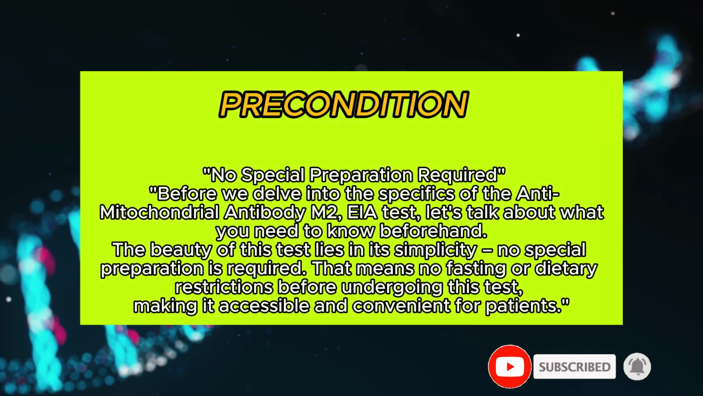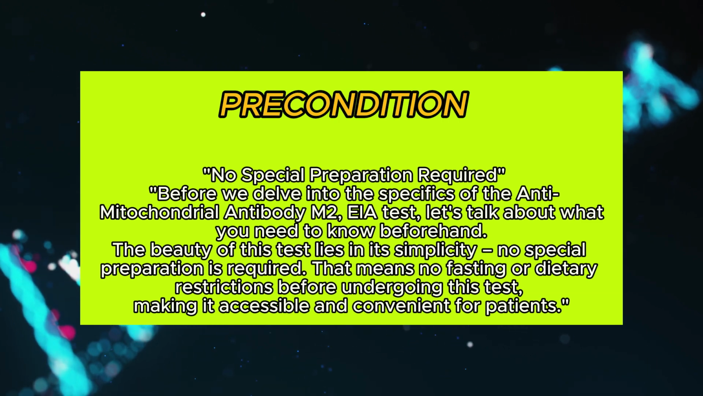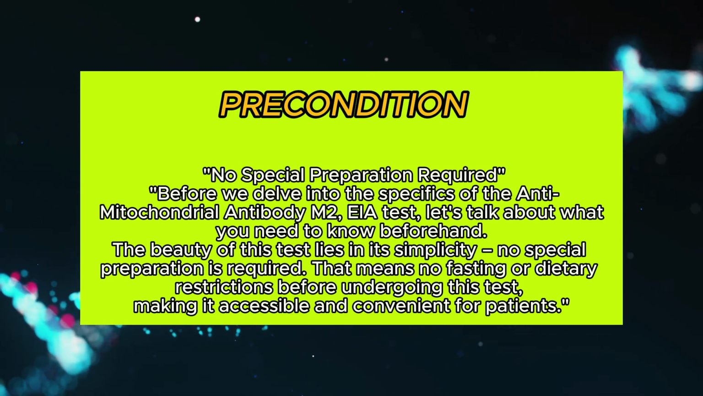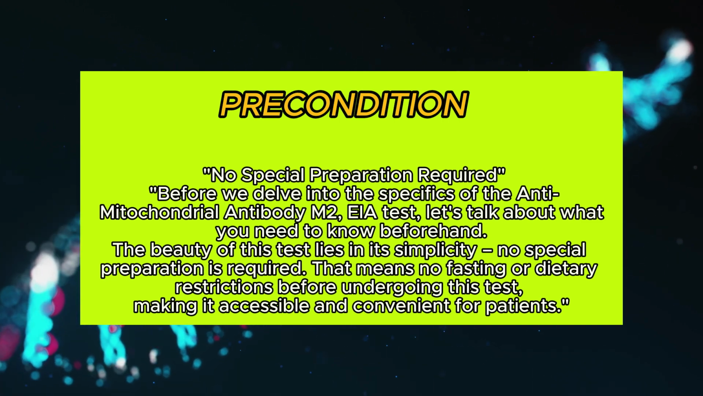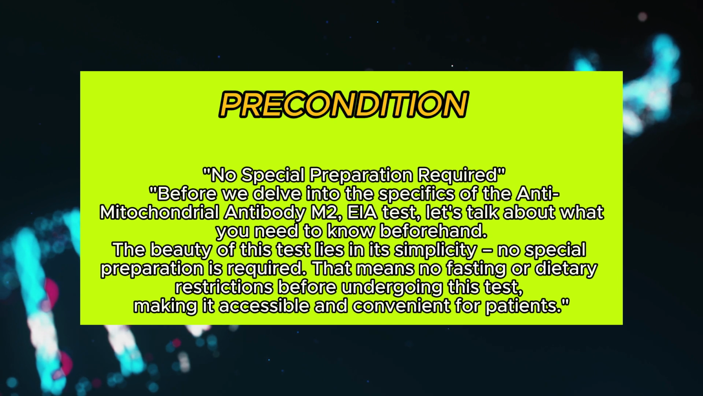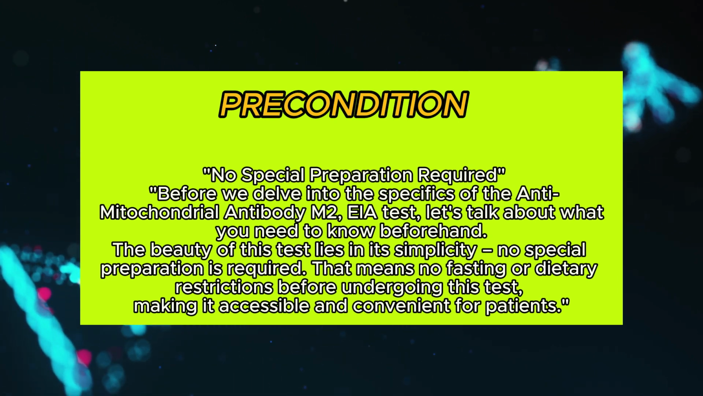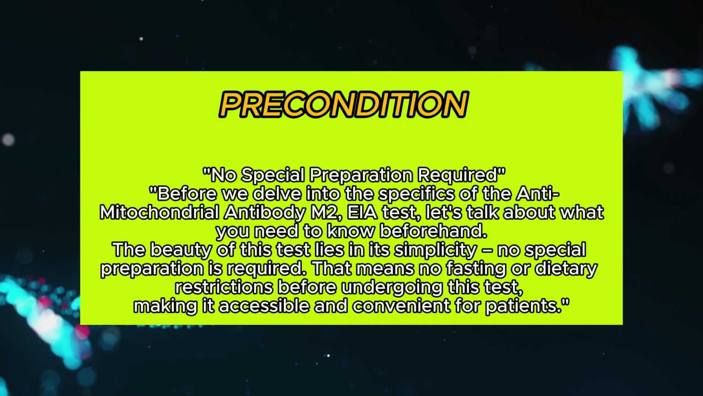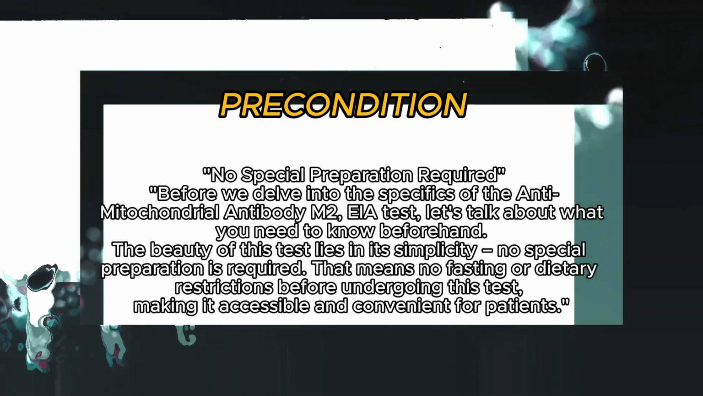Pre-test information. No special preparation required. Before we delve into the specifics of the anti-mitochondrial antibody M2 EIA test, let's talk about what you need to know beforehand. The beauty of this test lies in its simplicity. No special preparation is required. That means no fasting or dietary restrictions before undergoing this test, making it accessible and convenient for patients.